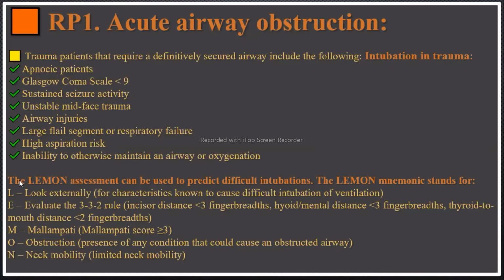So we talk about LEMON assessment. LEMON assessment here is to predict difficult intubation. So the patient is stable enough to do LEMON assessment. So LEMON means Look externally, Evaluate the 3-3-2 rule, M Mallampati, we discussed the Mallampati, O Obstruction, and N Neck mobility. So if you find any of them, it means it's a difficult airway.